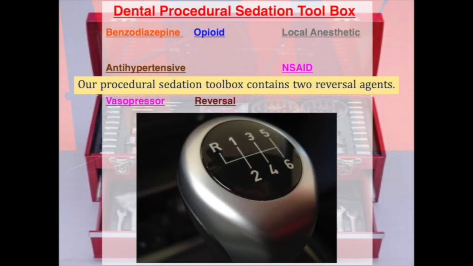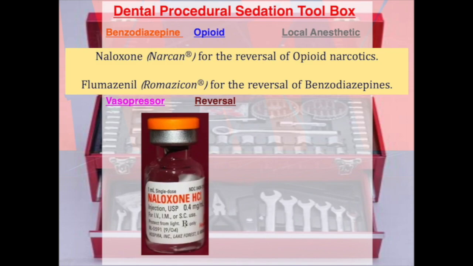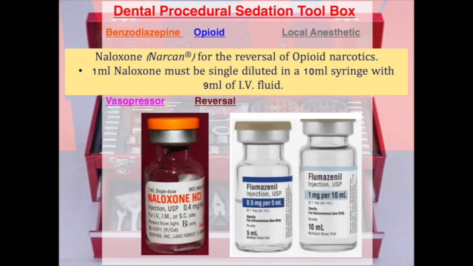Let's talk about our reversal agents. We've got two that we use in sedation dentistry: naloxone and flumazenil. The naloxone comes as 0.4 milligrams per milliliter. So if you single dilute it in a 10 milliliter syringe, you're going to end up with 40 micrograms per milliliter, and that is the way that we administer it to the patient.